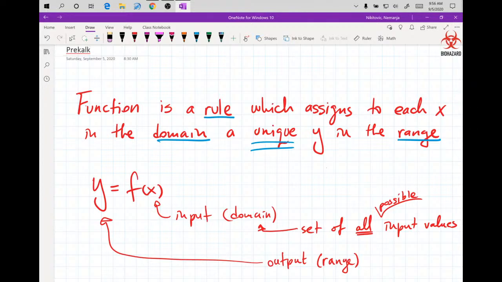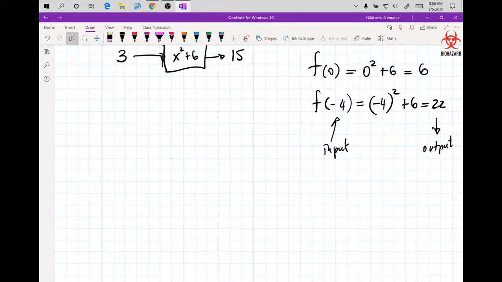The word unique is there to make sure that you understand that 1 x produces 1 y. That's the deal. So you can have multiple x's produce the same y, that's okay, but you cannot have 1 x give two different y's. That is not allowed.